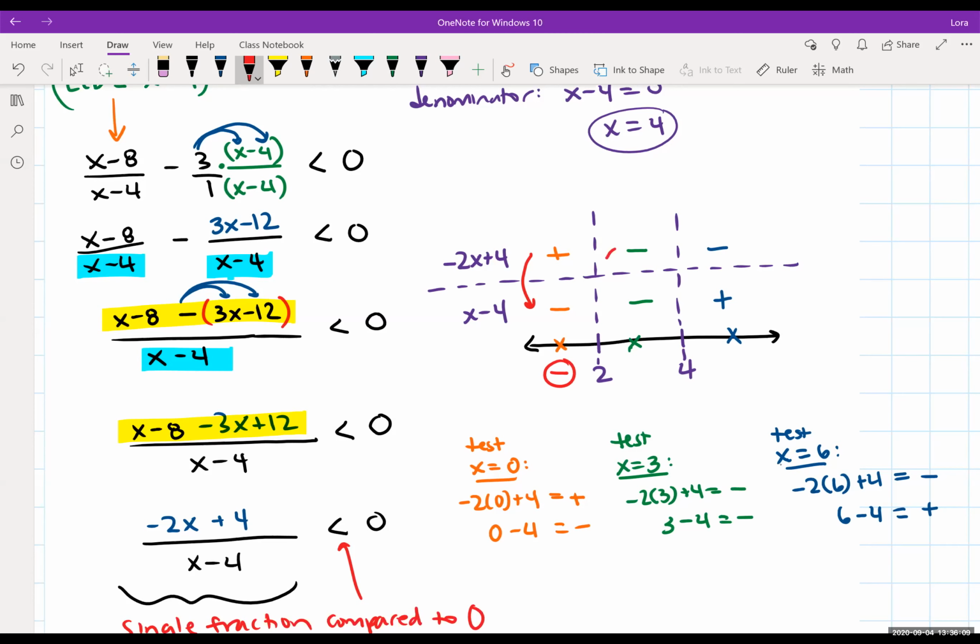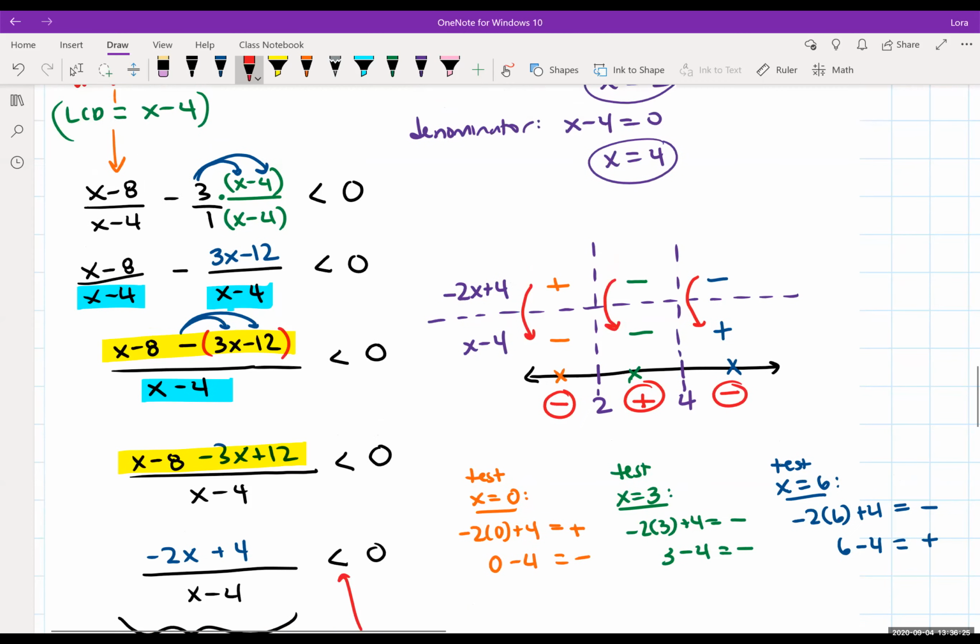So just as we said, negative divided by negative is positive. Negative times negative is also positive. So we can go that route. Negative divided by positive is negative. Now we have our signs of the regions.